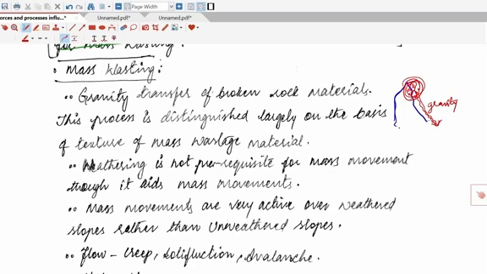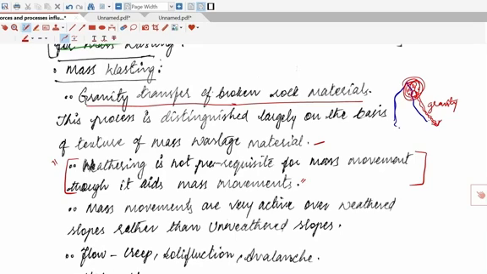So we'll see what definition they have given. Gravity transfers broken rock materials. This process is distinguished largely on the basis of texture of mass wasting material. See, this is the important point. You have to make a note of it. Weathering is not a prerequisite for mass movement, though it aids mass movement. So what he is saying is, earlier we have seen what is weathering. So weathering is not a prerequisite, that is, not required for mass wasting, but it helps in making the process speed up.